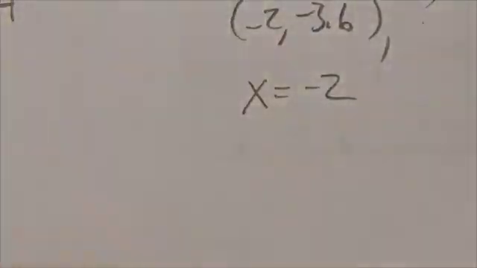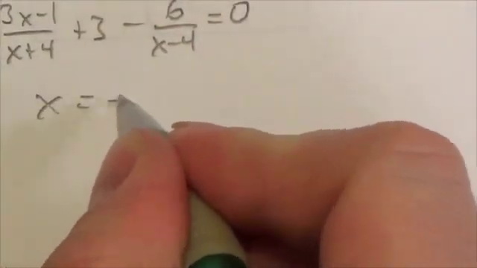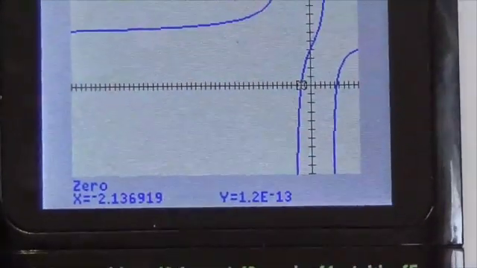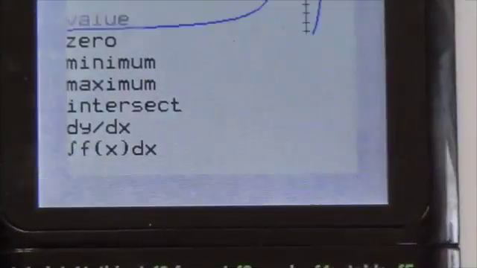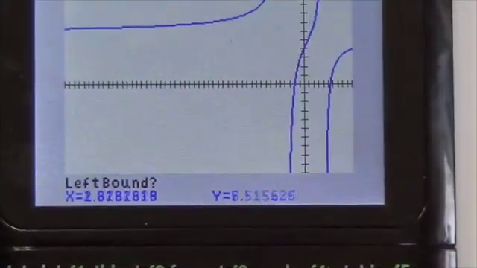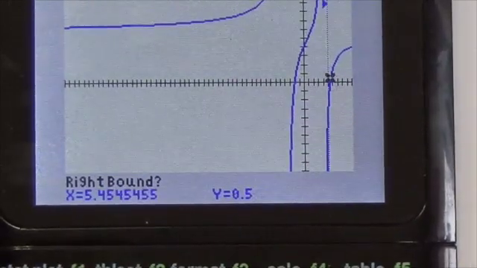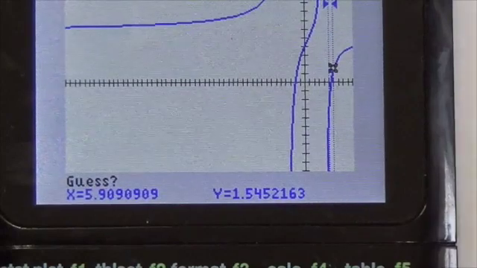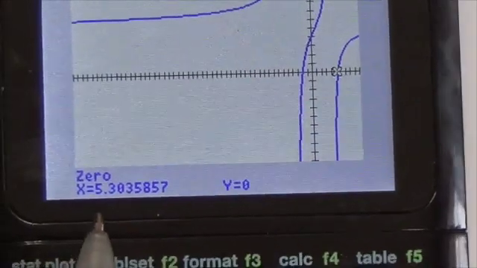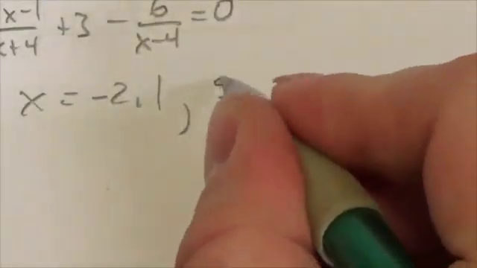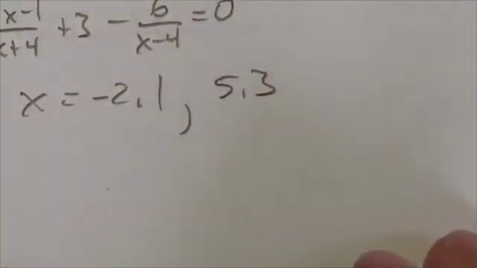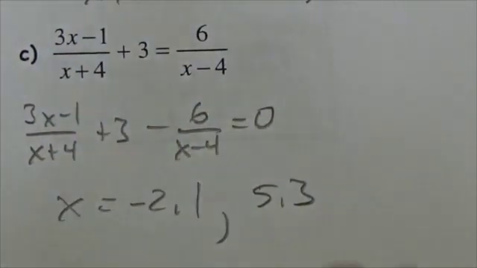And I'm getting -2.1. So whoops, you can't see that. X equals -2.1. And I know I'm getting another one here, so let's keep going. Second, trace 0. Keep going. It's got to pop back up again. There it is. Enter. Go to the right, press enter. And we get 5.3. So my other answer here is 5.3. And so those are the solutions that we're looking for to this equation.